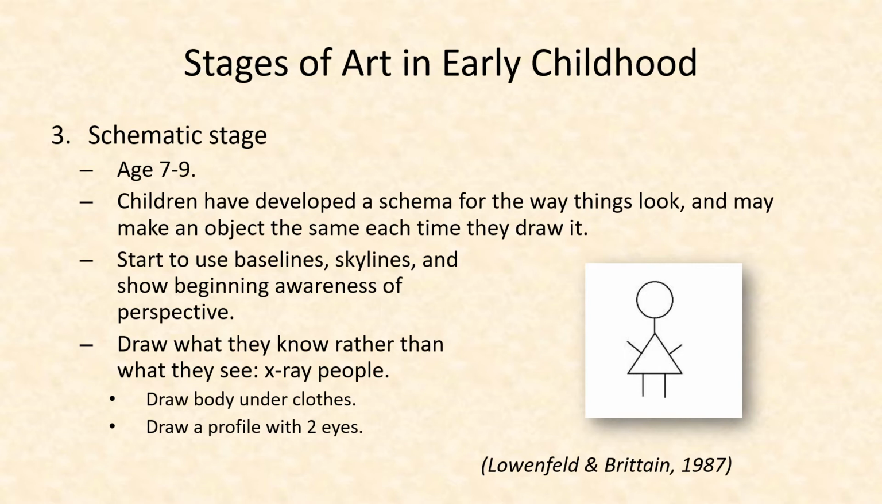In other words, they're drawing, in many cases, a body under the clothes because they know that arms and legs exist underneath pants and shirts and things of that nature. So they may even draw a profile, a side view of a person's face, but they'll put two eyes on it. Because again, they're drawing from their knowledge, trying to be realistic, rather than drawing an actual realistic picture of what they actually see in front of them.